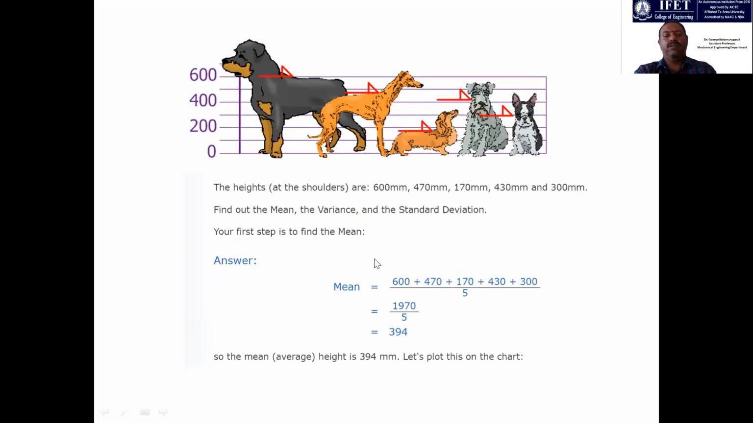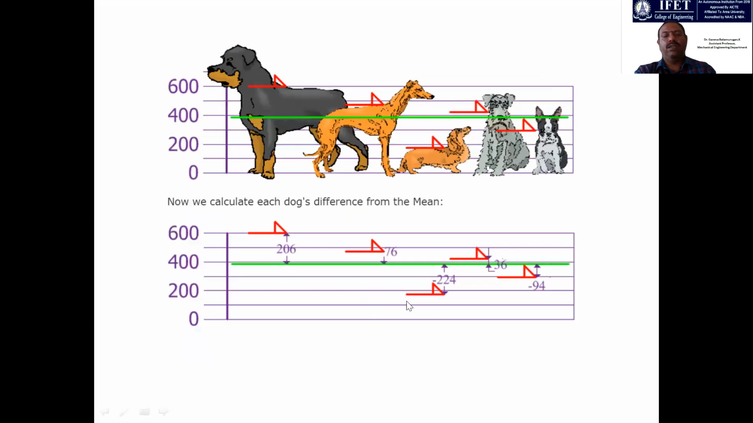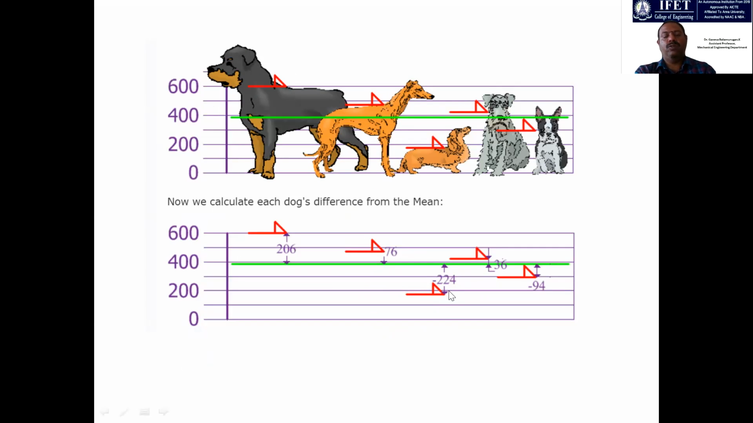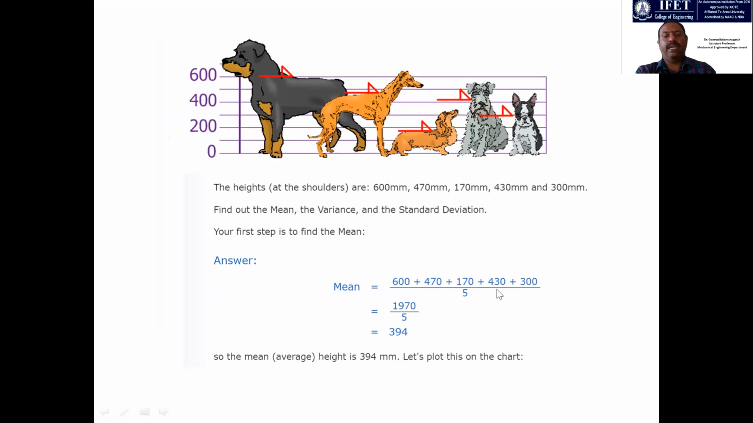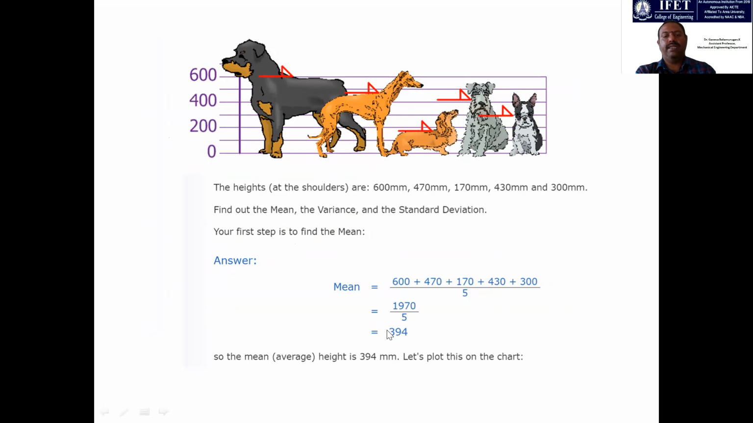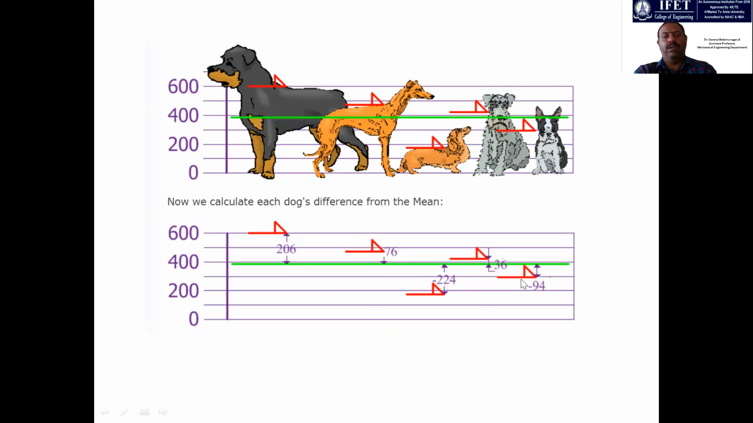So 76, and if you get a minus value, you convert it into a positive value, but here naturally it is positive. And if you take the short dog, 170 minus 394, you will get minus 224. It is below the normal value. And 430 minus 394 is 36, and 300 minus 394 gives minus 94. So here we identified the deviation of the height of each and every dog breed.